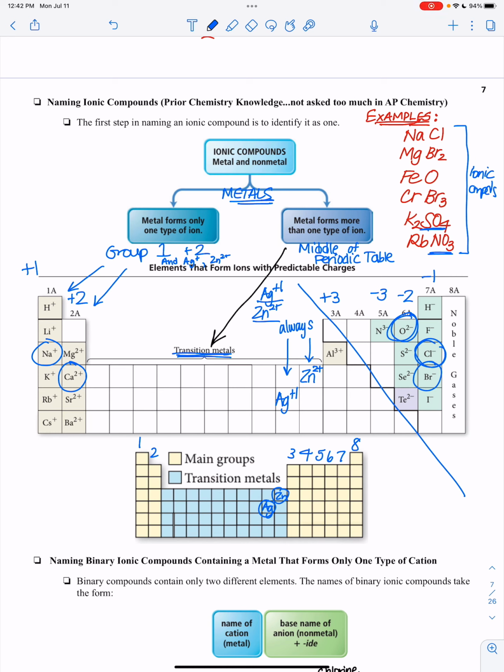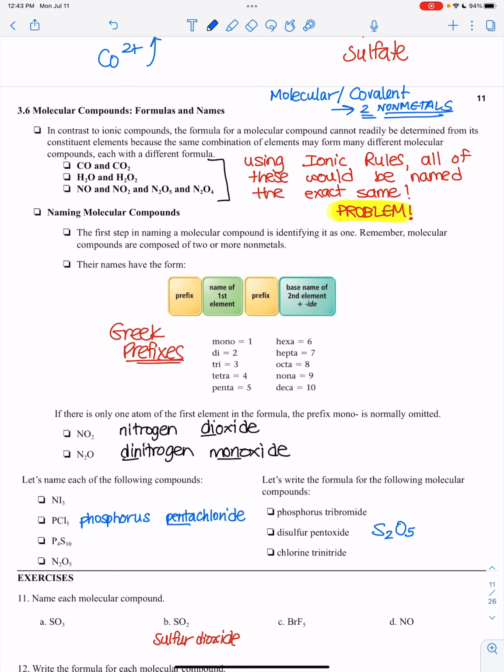So, in contrast, the formula for a molecular compound cannot be readily determined. They could bond and form in many different ways. Like, for example, carbon could bond to oxygen once or twice. Or hydrogen could bond to oxygen once or twice. These are going to get a different set of rules.